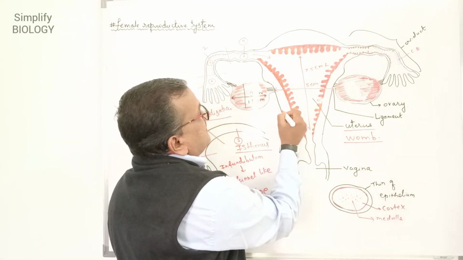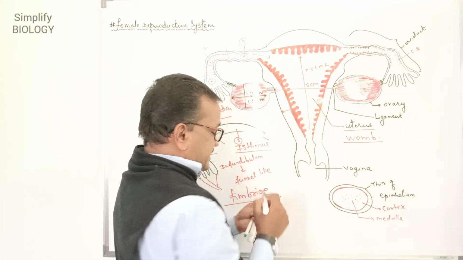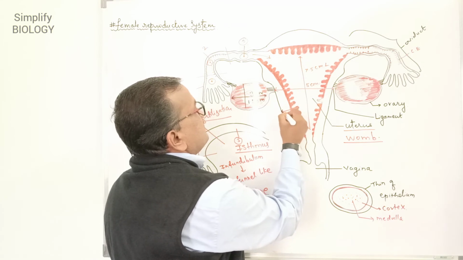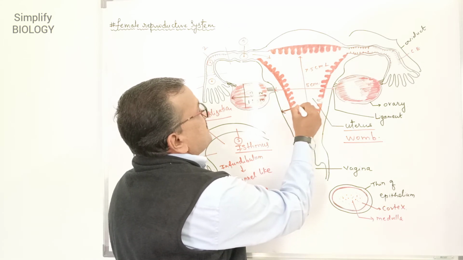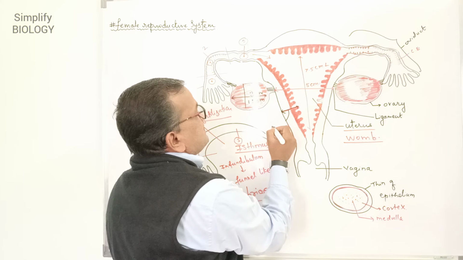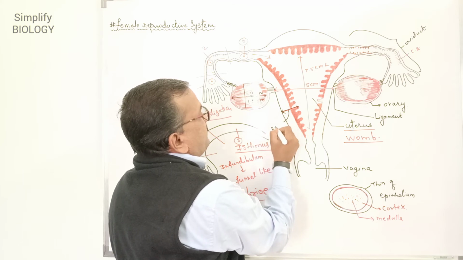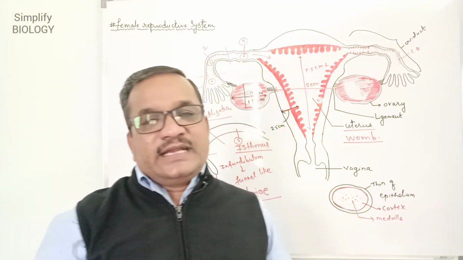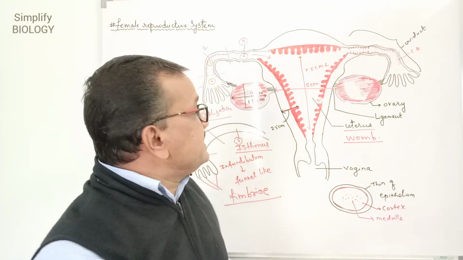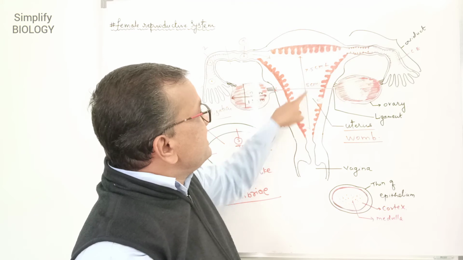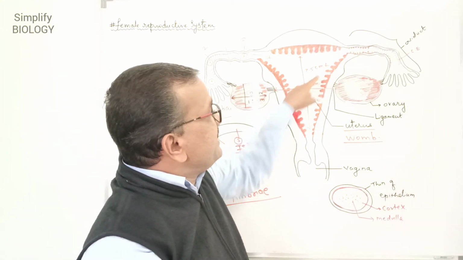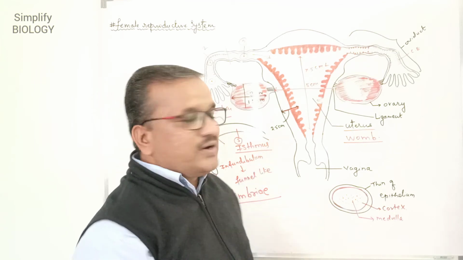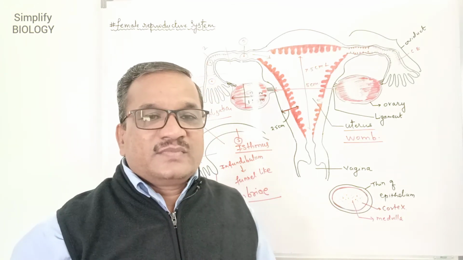From here till here, if we calculate the thickness of this uterus, it is 2.5 centimeter in thickness. How much is the length of the uterus? It is 7.5 centimeter in length. Its breadth is 5 centimeter and its thickness is 2.5 centimeter.